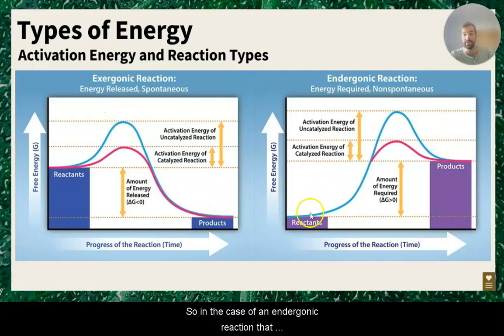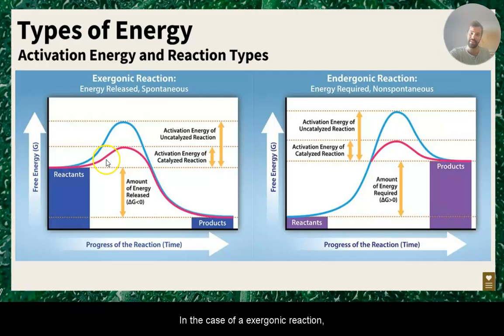So in the case of an endergonic reaction that requires an input of energy, you got a big hill to go up. You got to use energy. And then there's also a little bit of an activation energy to get over for it to roll down to the end of the reaction. In the case of an exergonic reaction, it is going to roll downhill a lot easier, but it still needs to get up over that hill.